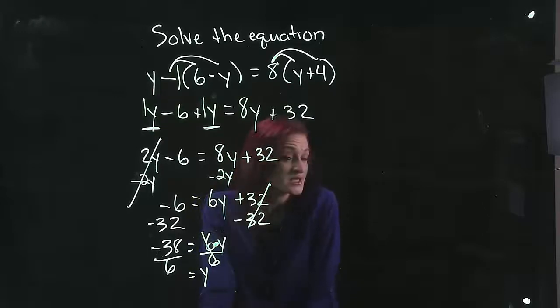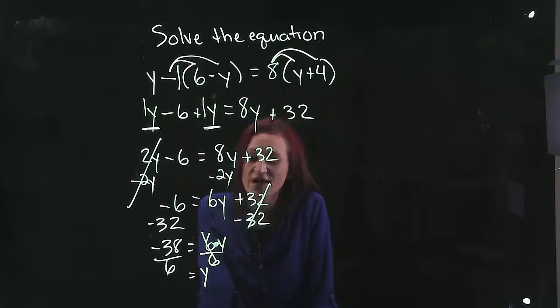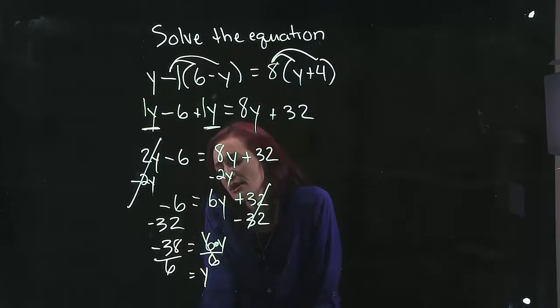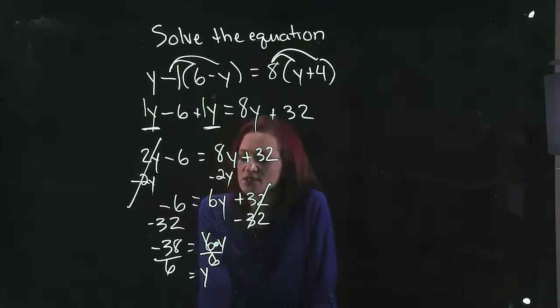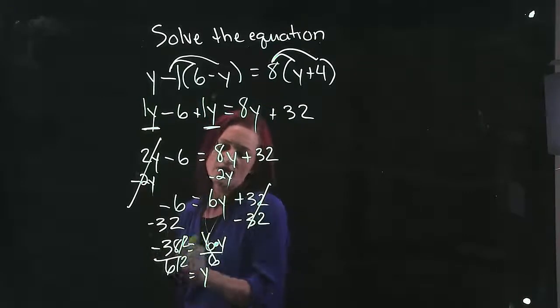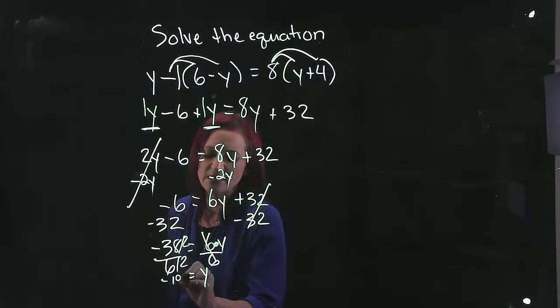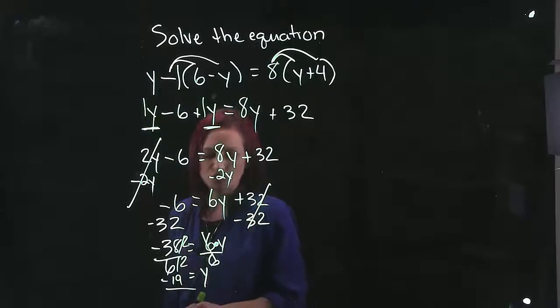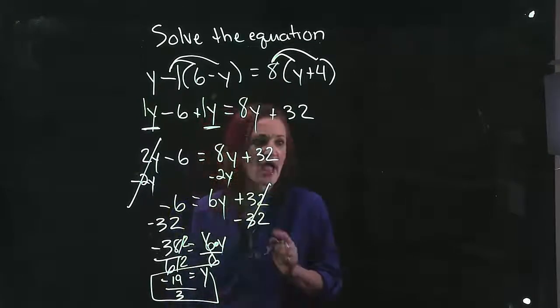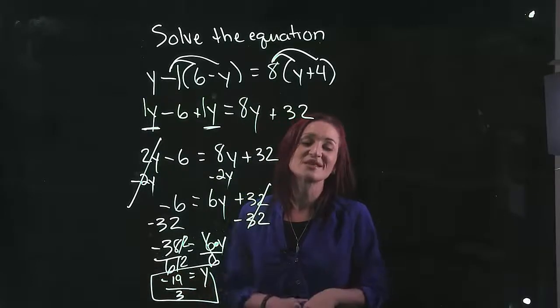Now, 38 does not divide evenly by 6, so we can't divide this out to a whole number. But what we can do is simplify this. So let's see, what goes into 38 that also goes into 6? I believe 2 is going to work here. So negative 38 divided by 2 is what, a negative 19? And 6 divided by 2 is 3. So it looks like we are left with a negative 19 thirds as our final answer here. Otherwise, that's it for this video.